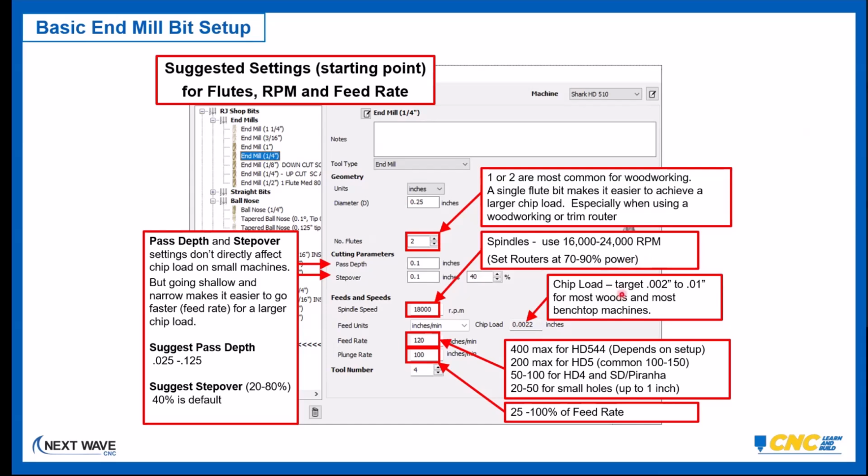Chip load, here's the target you're looking for with Shark tools and most benchtop tools, somewhere around 0.002 to 0.01. And you can see right now, this one says 0.0022. So I'm just a little over the minimum on that one. There are some settings, sometimes you may find it even drops down to 0.001, but you're not doing much of a chip load. So it's better to try, and the easiest way is to swap out to a single flute bit or decrease your spindles, or rather increase your spindle speed.